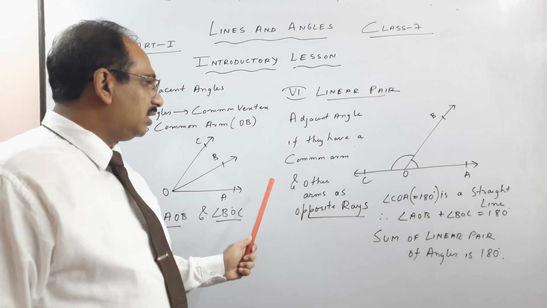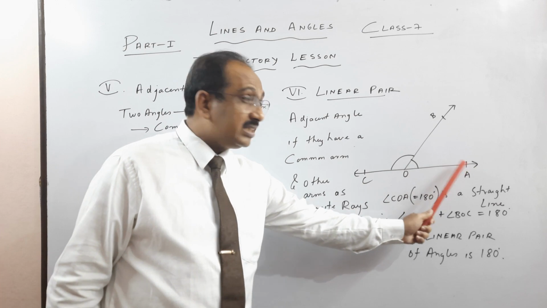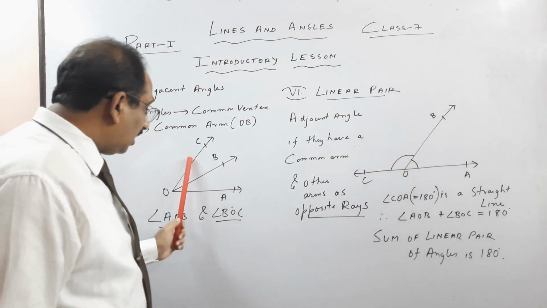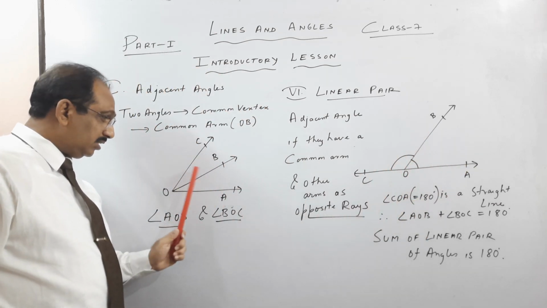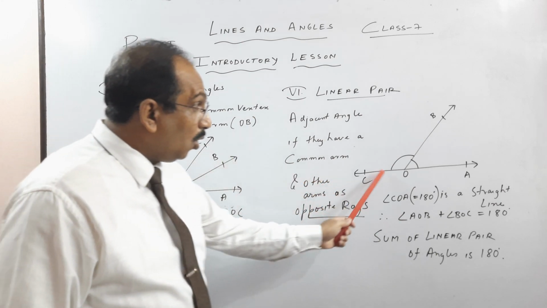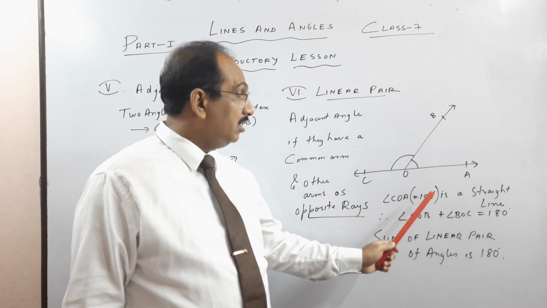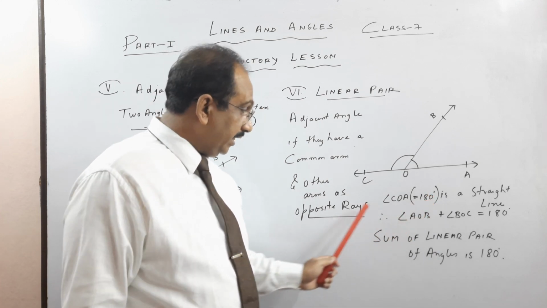And a very important thing, children: if you see here, the other arms are opposite rays. See here, this is common, and the other arms are in the opposite direction. When we have adjacent angles, they are not in opposite directions. But here, they are opposite rays, which means they make a 180 degree angle, children.